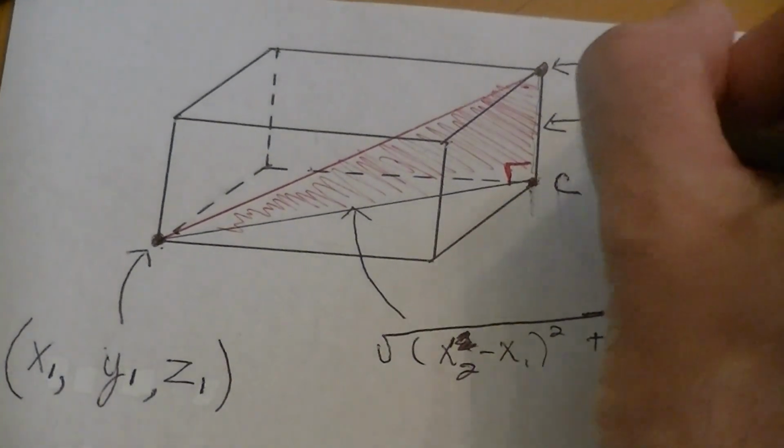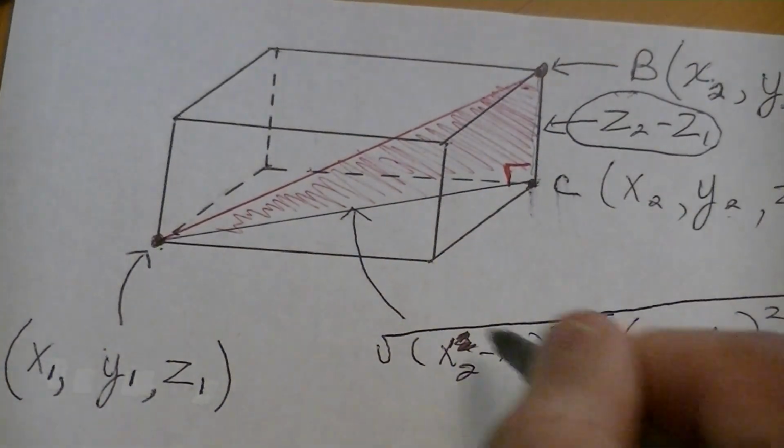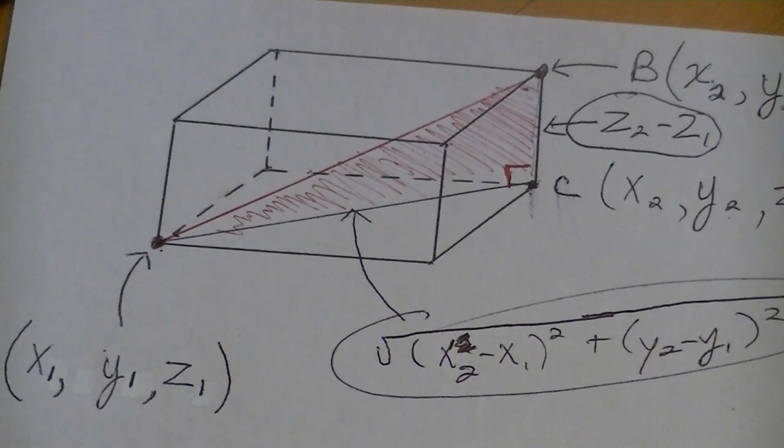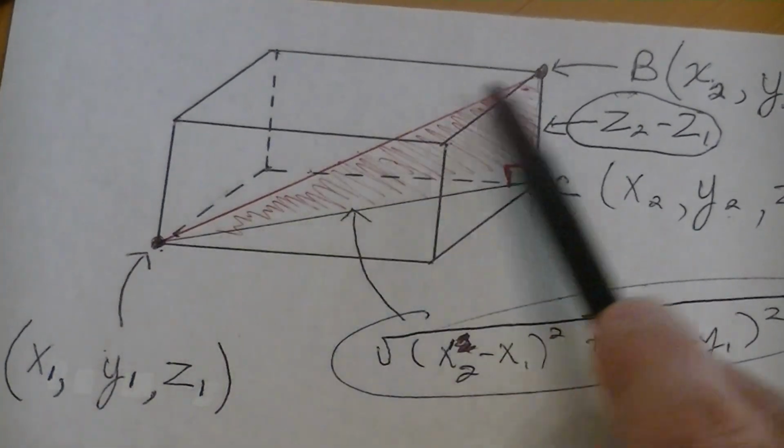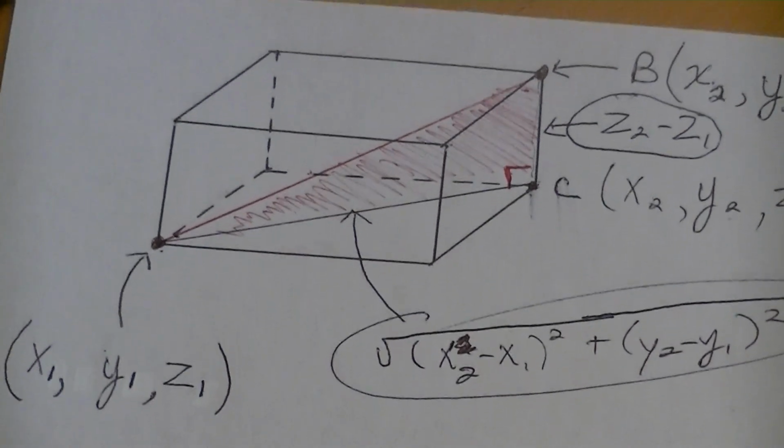We know how long this leg is. We know how long this leg is. Pythagorean theorem will tell us how long this is. And whatever it comes out to be is our distance formula in space.